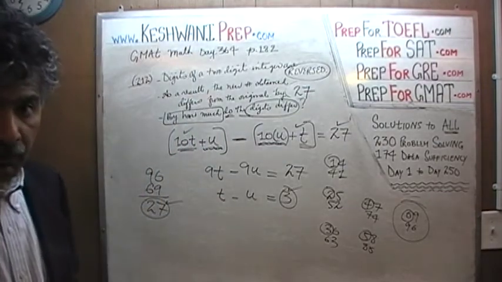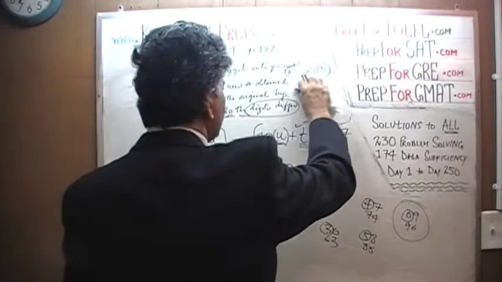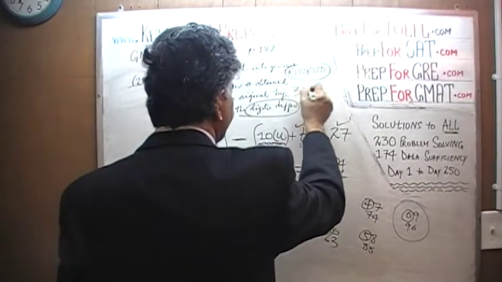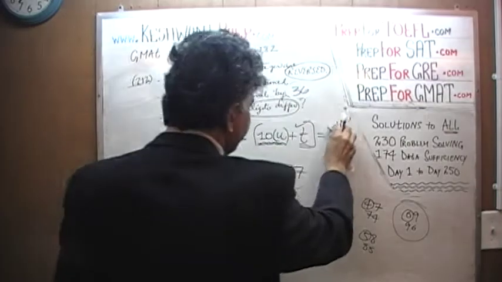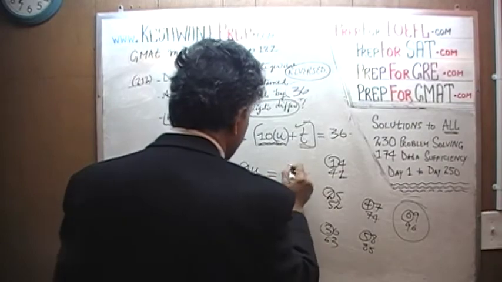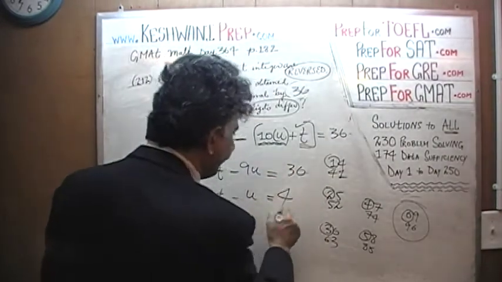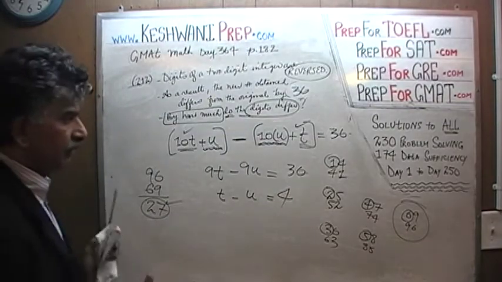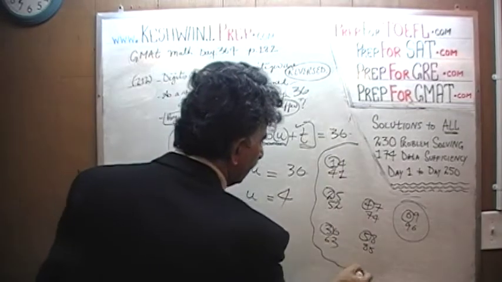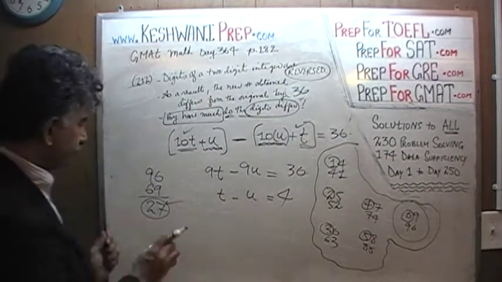Do you understand? Let's do one more, shall we? We're going to do one more problem, okay? Let's say instead of 27, they say 36. Well, if they said 36, this will become 36. You divide the entire equation by 9, and now they differ by 4. So we're not talking about these scenarios anymore. This was the case when they differed by 3. Now they differ by 4.